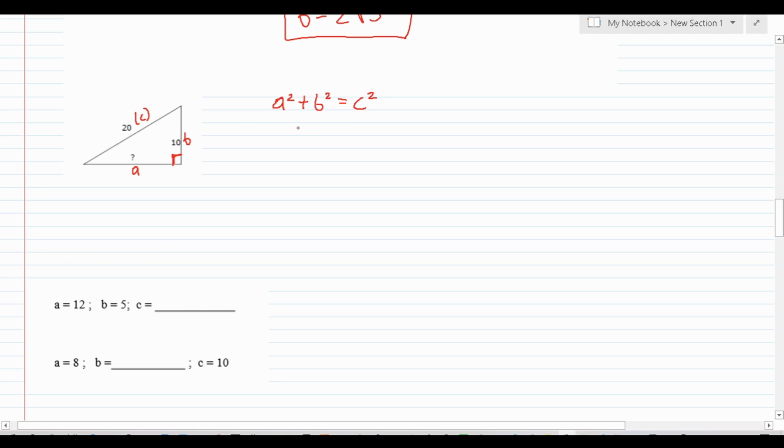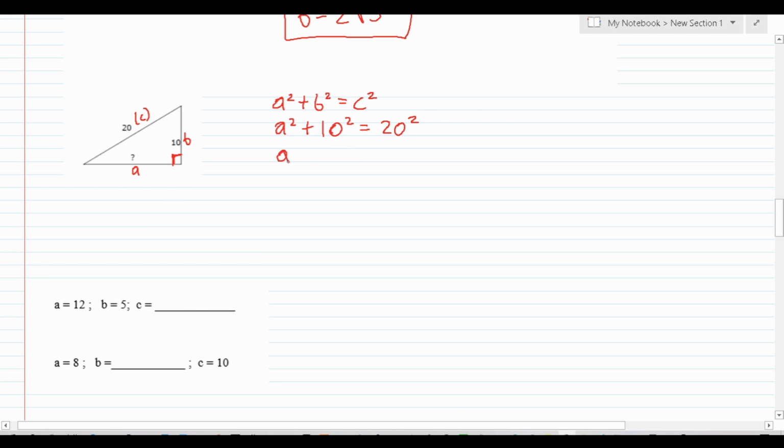I'm going to fill in what I know already. I know I'm trying to solve for A squared, so I'm going to leave that as A squared plus B, which is 10. So that's going to be 10 squared. That is a bad 0 there, so let's fix it. Equals C squared. Again, C squared is going to be 20 squared. Again, according to the order of operations, we got to take care of these exponents. So let's go ahead and do that.